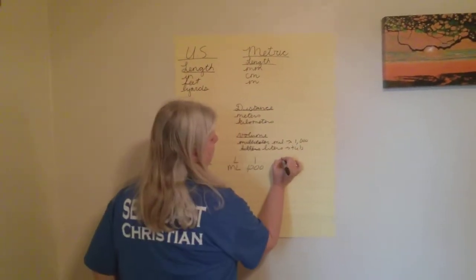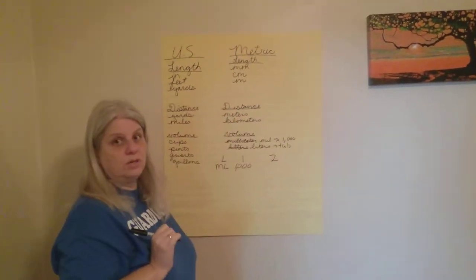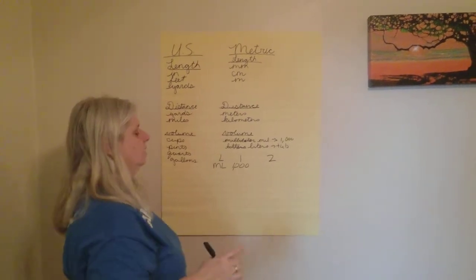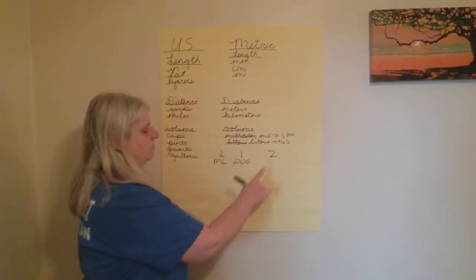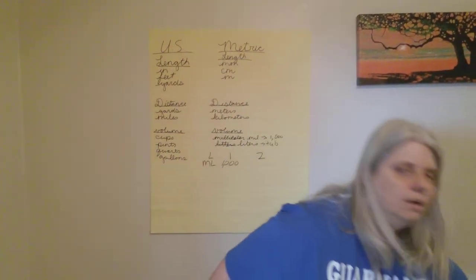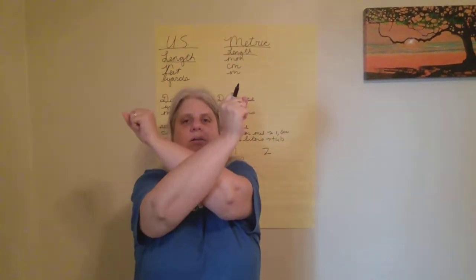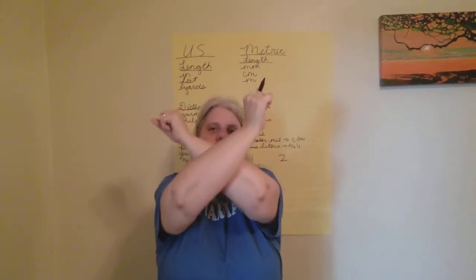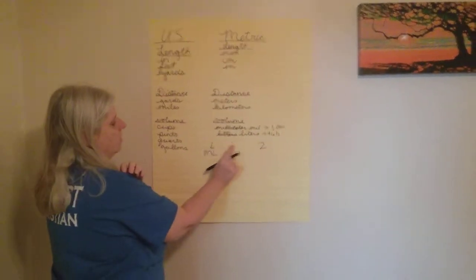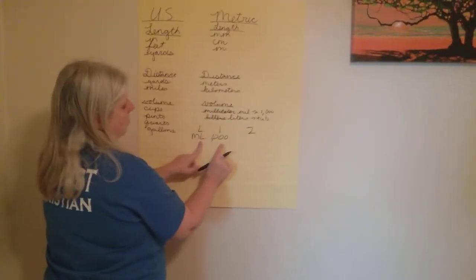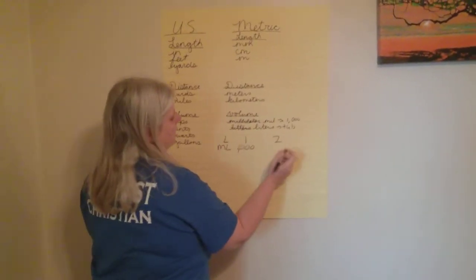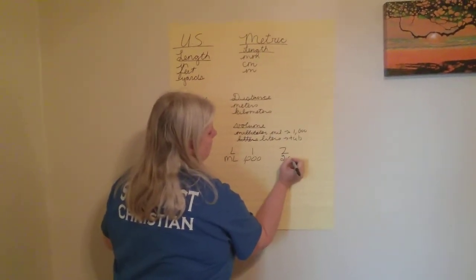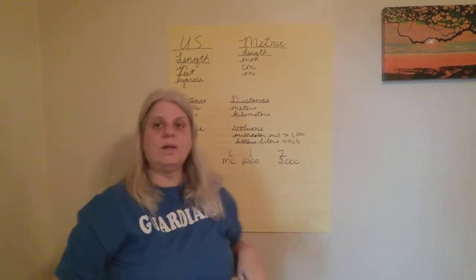If you have 2 liters, how many milliliters would you have? Remember, you're multiplying it because you're going bigger to smaller. So we multiply bigger to smaller. See my multiplication sign? Remember? Okay. So we're going from a bigger unit to a smaller unit. 1,000 times 2 gives us 2,000. Very good.